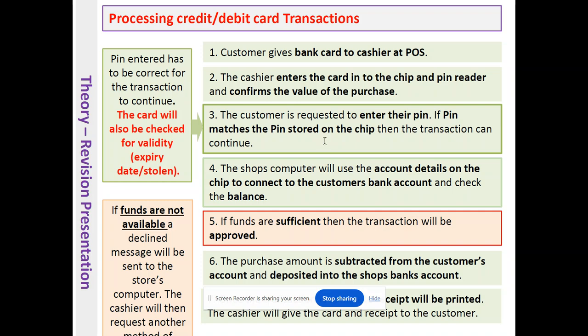If the PIN matches the PIN stored on a chip, then a transaction can continue. Obviously, if you enter the incorrect PIN, if you're using a chip and PIN method, then you may be prompted to enter the PIN again. If you enter the PIN wrong on a number of attempts, then your transaction may be declined. Also, the PIN entered has to be correct for the transactions to continue. So we mentioned that. The card will also be checked if it's still valid. So it's not expired, it's not blocked or not stolen. If the card is valid and the PIN entered is correct, then we can continue.